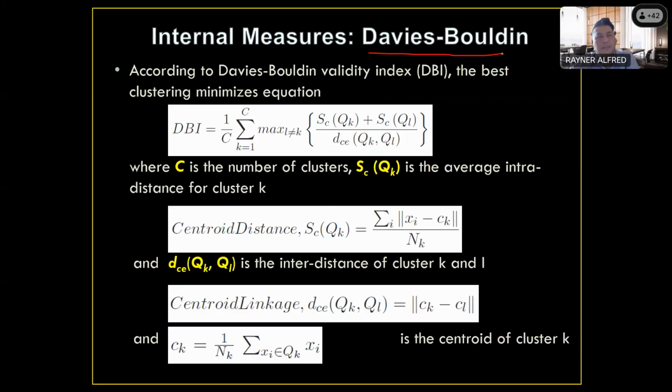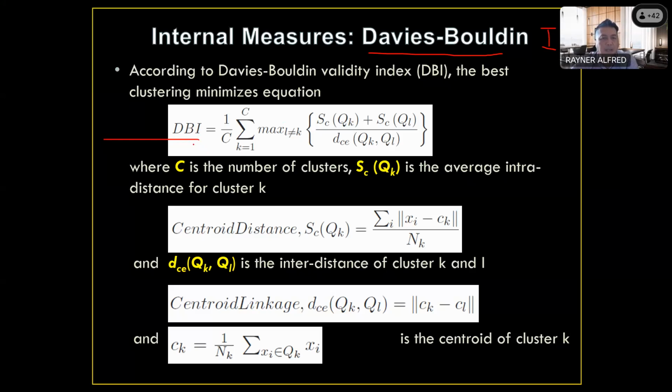Okay, the sum of square error that we covered just now is a formula used to measure the compactness of the cluster, right? So this is another formula called the Davies-Bouldin index. It includes the compactness and also how far the clusters are separated. We call it DBI because it stands for Davies-Bouldin index.